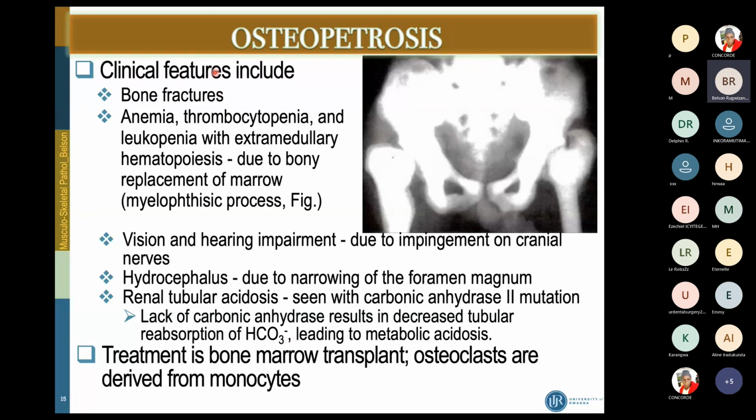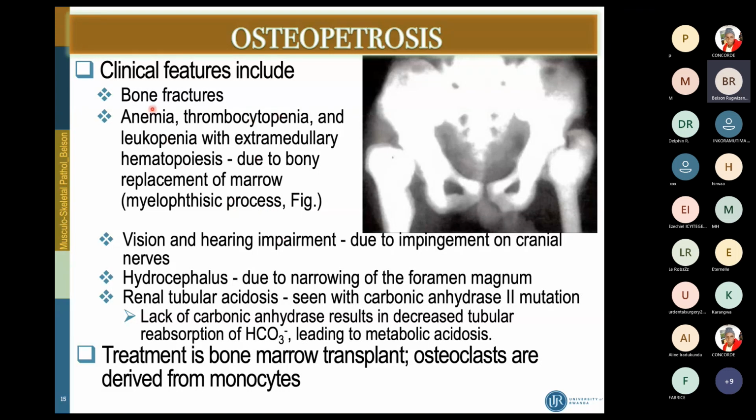So clinical features include bone fractures, anemia, thrombocytopenia, and leukopenia with extramedullary hematopoiesis. This is due to the fact that the bone marrow, where the hematopoiesis takes place, also will be ossified, or will be calcified. So if there is calcium deposit in the marrow tissue, hematopoiesis will not take place. And that explains why these people have anemia, thrombocytopenia, and leukopenia.